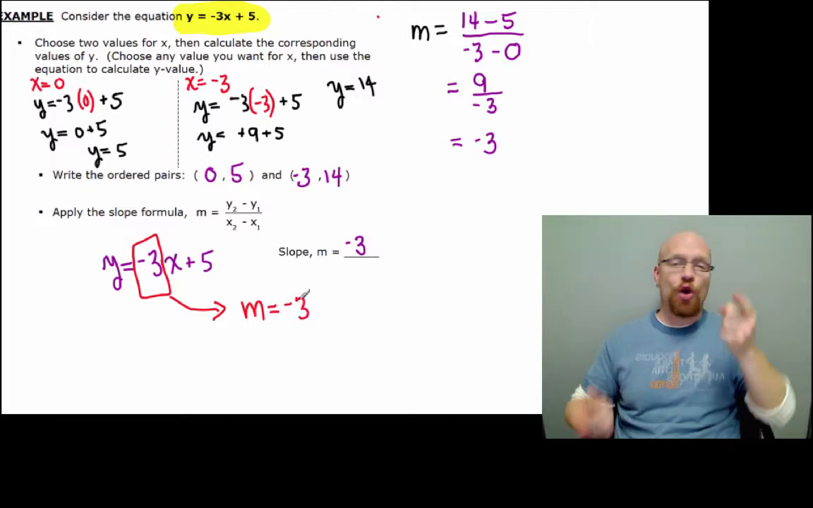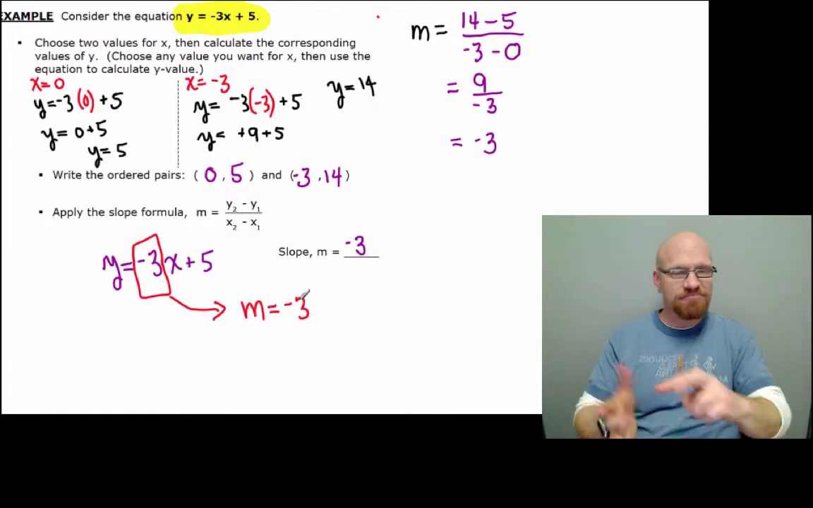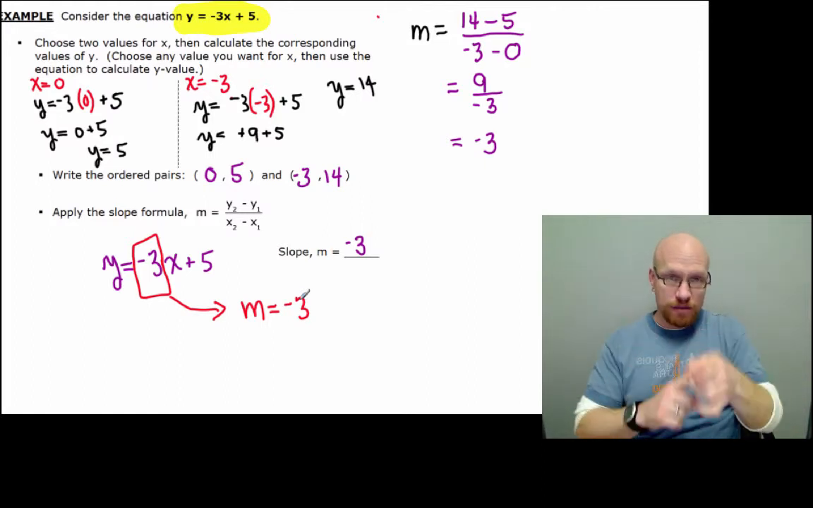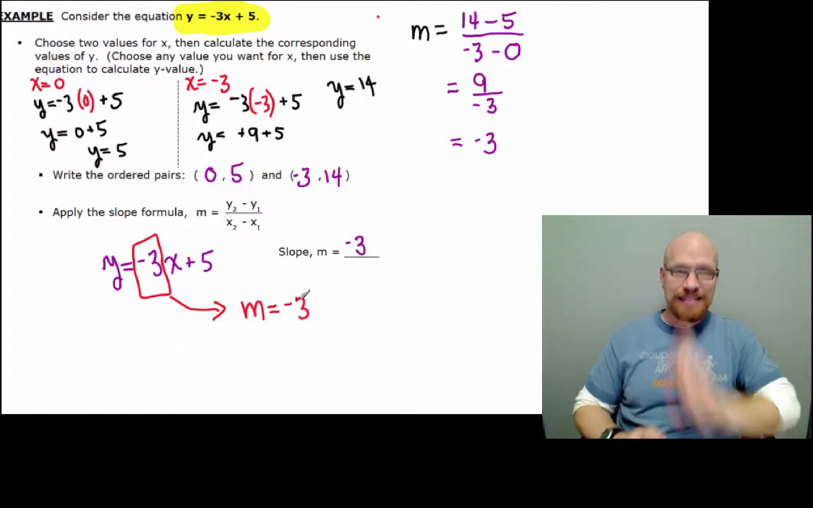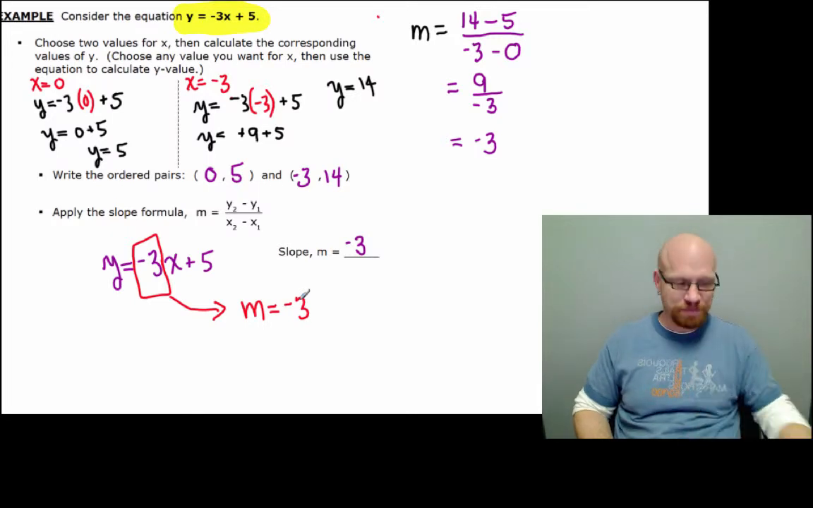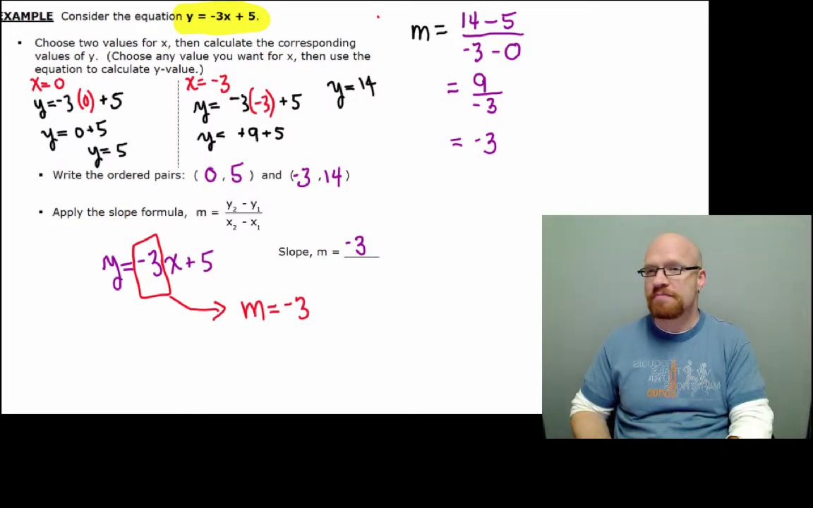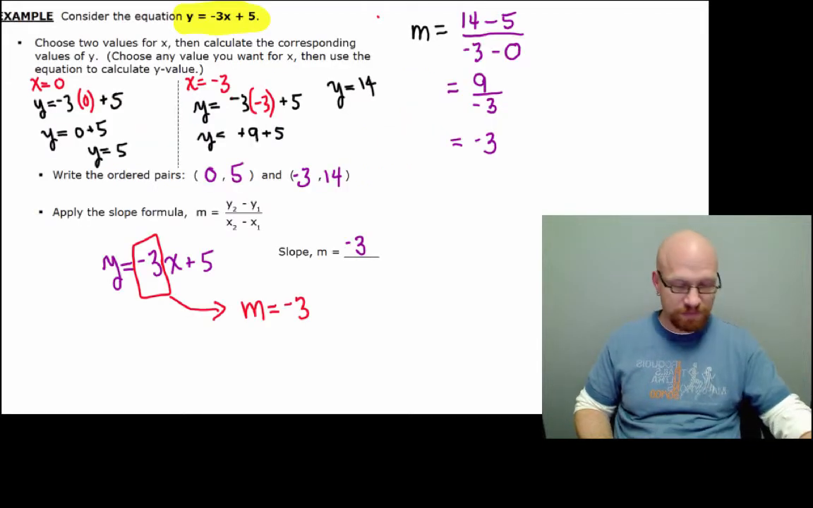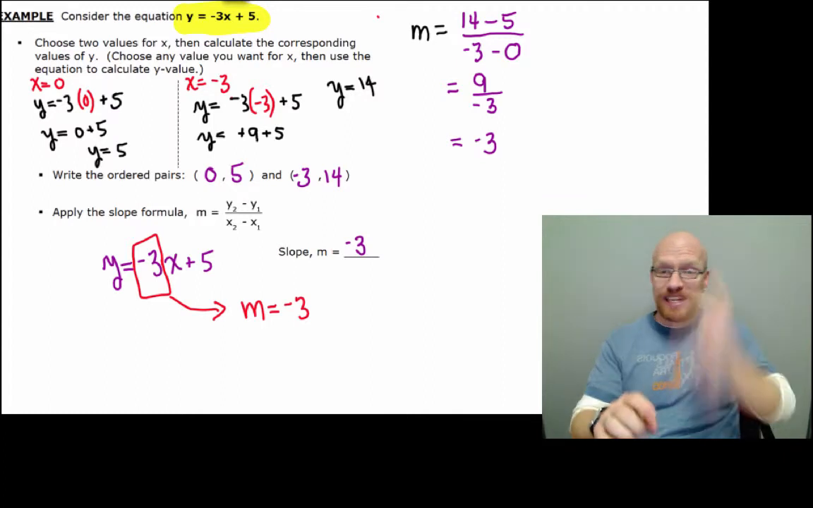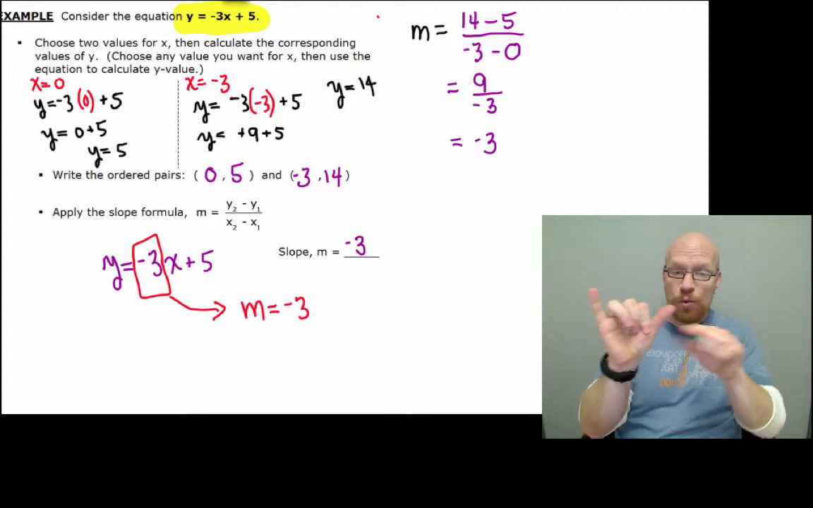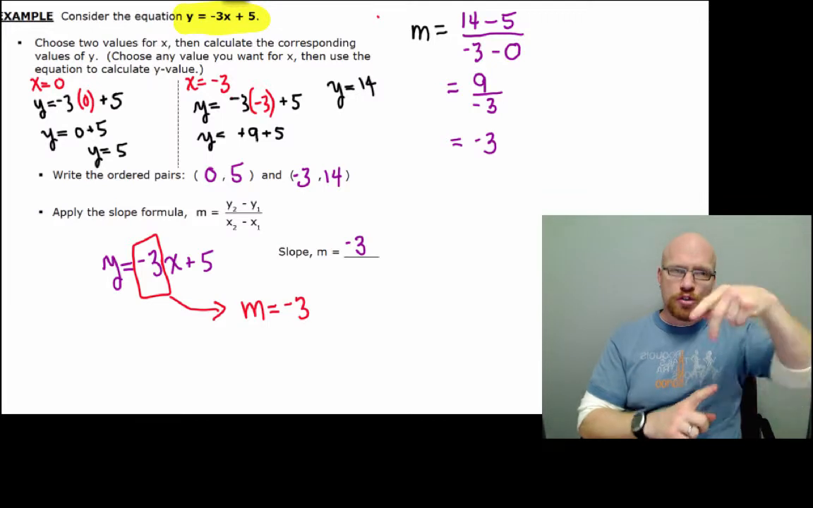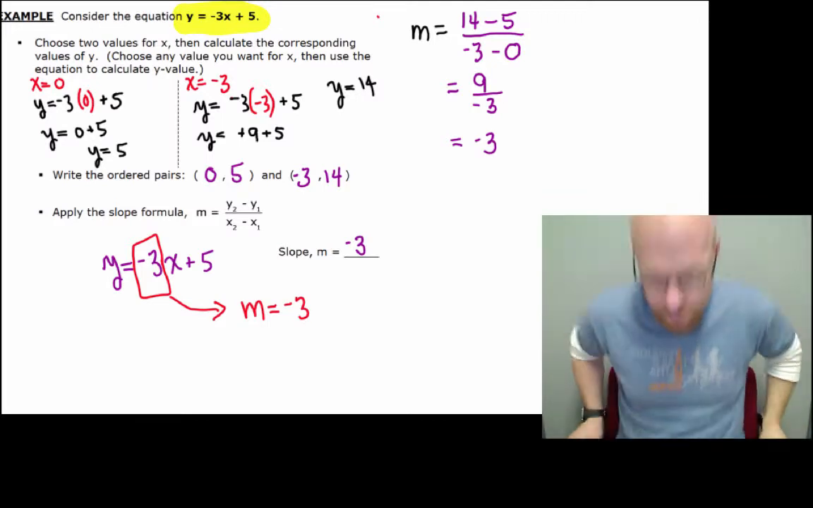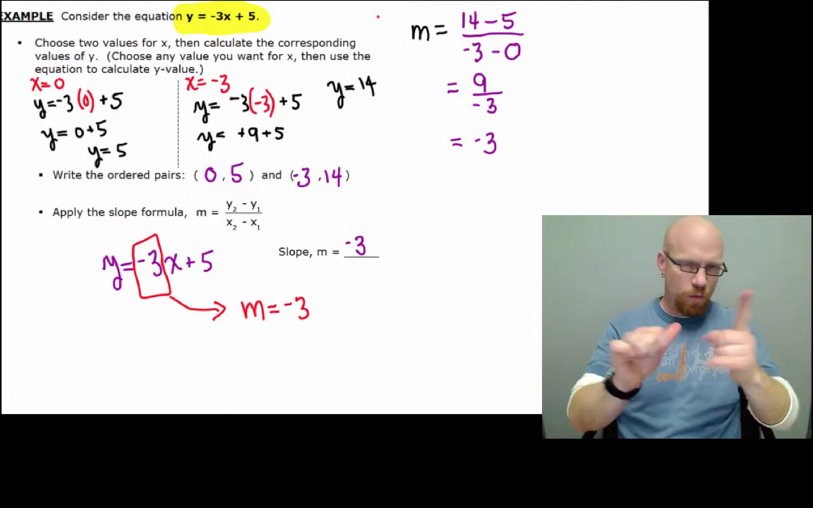Now this is not just a coincidence. What this means is that the coefficient for this type of linear equation, that negative 3, is the slope. So now any equation that we can see that's y equals something, that's called slope-intercept form. Let me put it down on the next page.